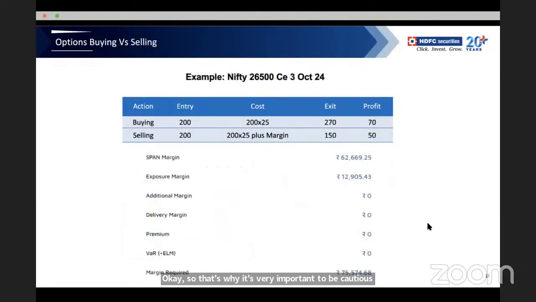Now, this is an example where I have taken a screenshot of a margin calculator, where we can see that this is the SPAN margin, the initial margin, and this is the exposure margin, and that's how the margin required for this Nifty 26,500 call comes to about 75,000. So that's how the selling margin is calculated.